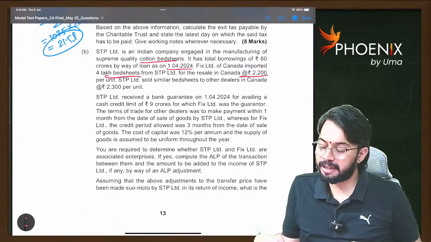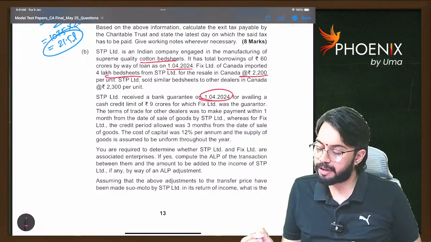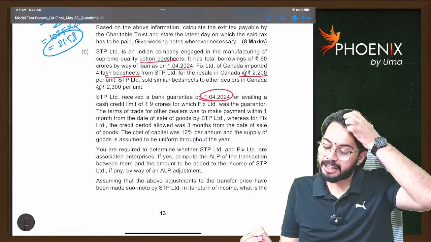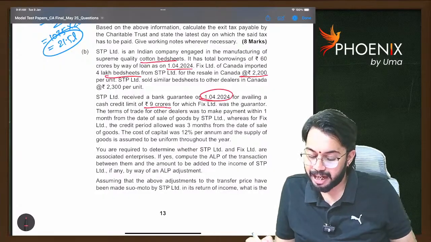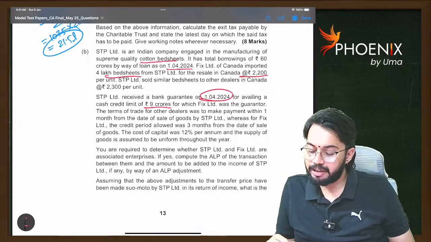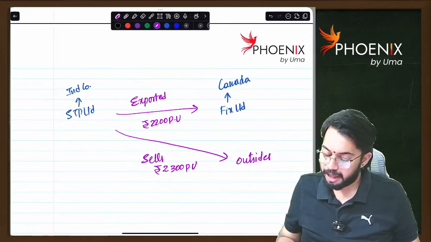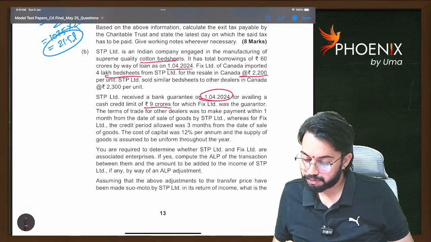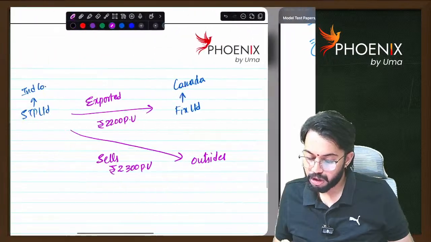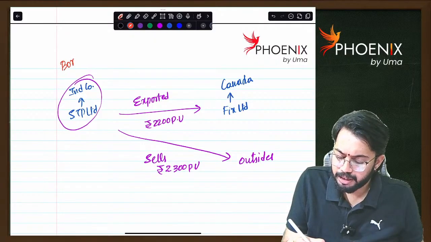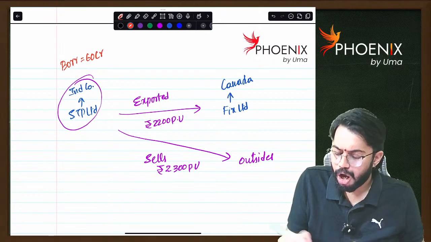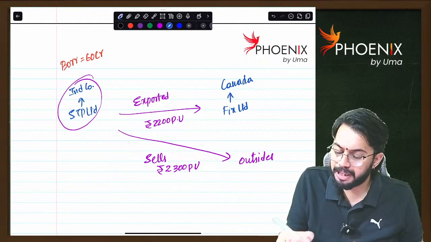STP Limited received a bank guarantee on 1st April 2024 for availing cash credit limit of 9 crore rupees, for which Fix Limited was guarantor. The terms of trade, see, STP Limited total borrowings 60 crores. Out of 60 crores, how much is guaranteed?